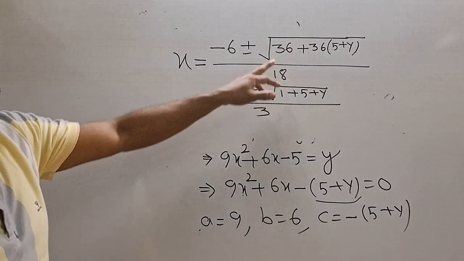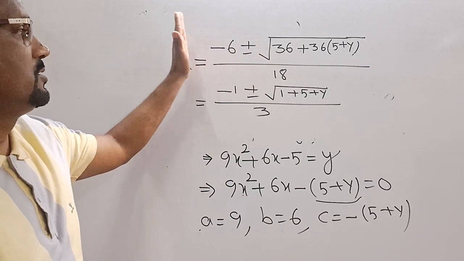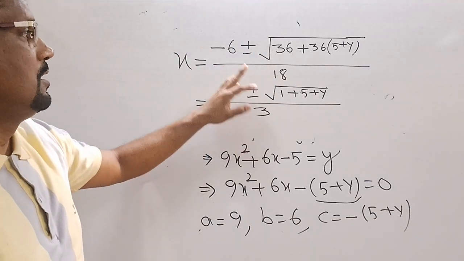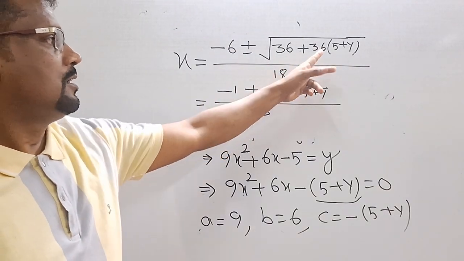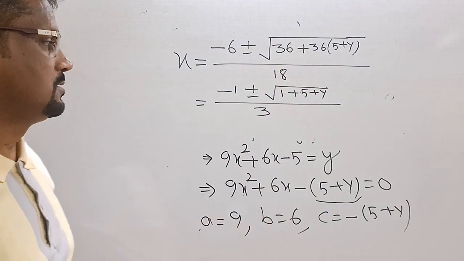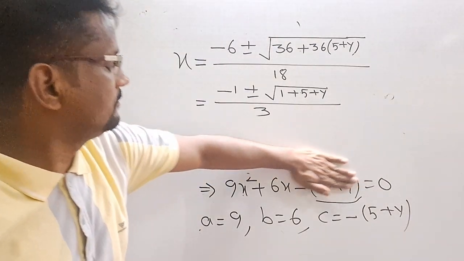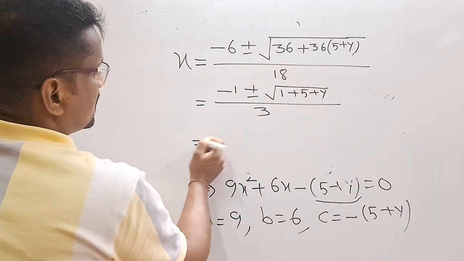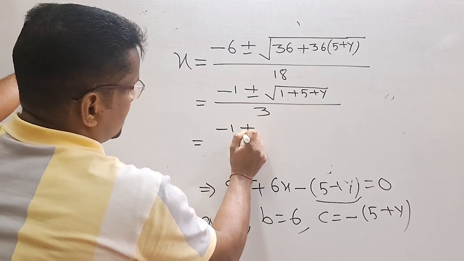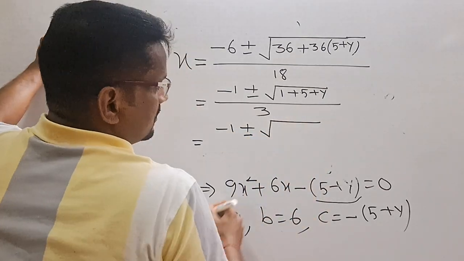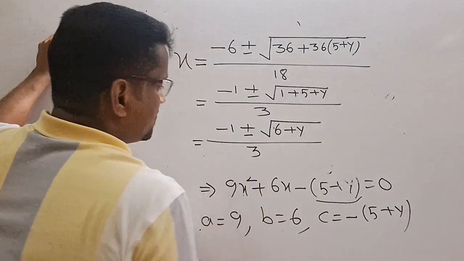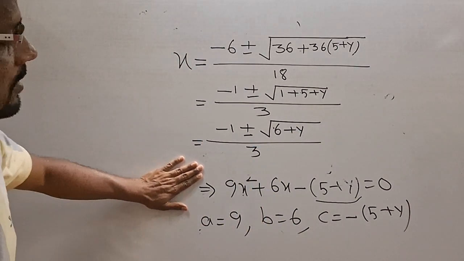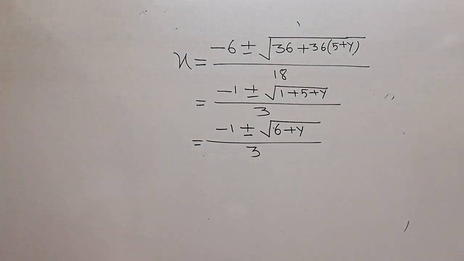I repeat, 36 is here, take it out, 6 will come here, 6 common, 6 3s are 18, so 3. And here minus 1 plus or minus the square root of 36, so common you have taken out 1 and 36, that is your (5 plus y). Then you see what you get: minus 1 plus or minus the square root of 5 plus 1, 6 plus y, divided by 3. So finally we obtain x equals this much.